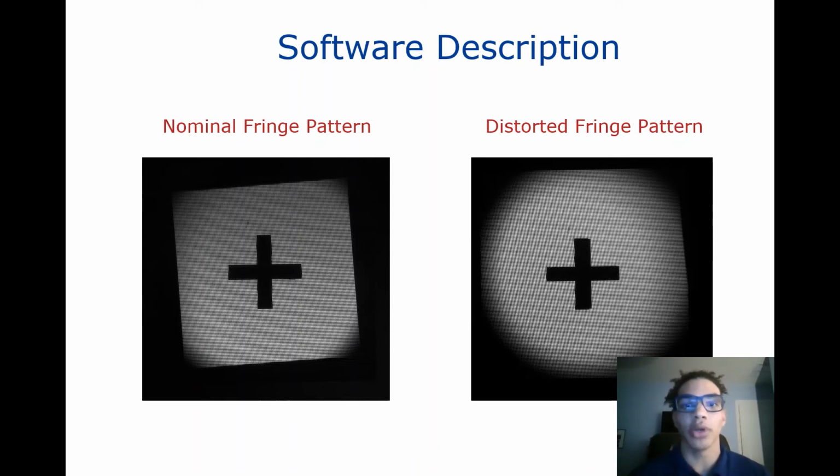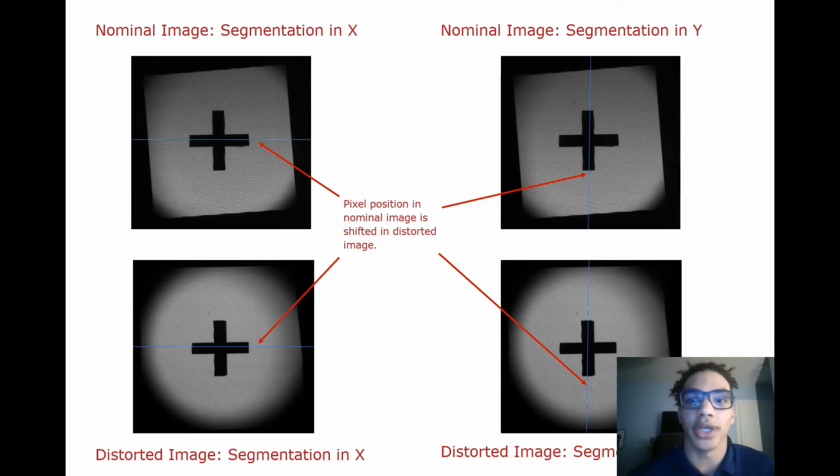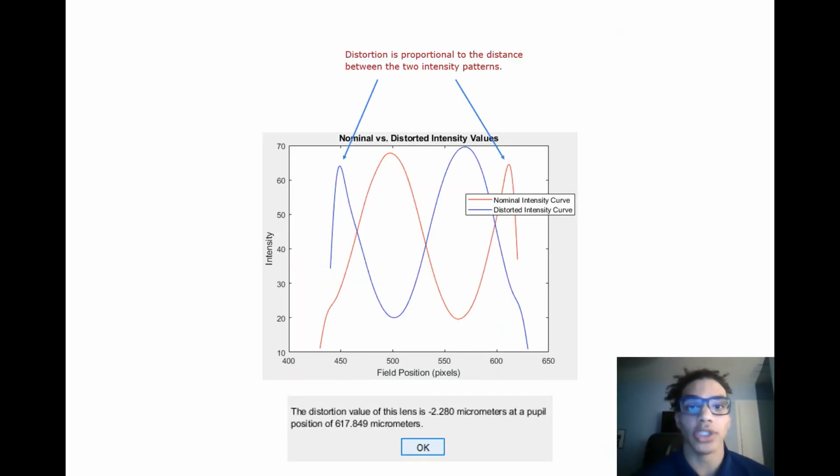These images will be uploaded to MATLAB where the amount of distortion will be calculated. This is done by taking a segment of the fringes in X and Y for each image and plotting it versus the field position. This gives us a specified pixel value for a certain field position. Plotting the pixel intensities of each fringe pattern versus the field position will provide a pattern of the intensities for the two images. Since one image is being distorted, the intensity pattern will be shifted relative to the amount of distortion being imparted by the lens. Therefore, by comparing this intensity shift in the field position by the distorted fringe pattern to the field position of the nominal fringe pattern, we're able to accurately determine the amount of distortion being produced by the lens under test.